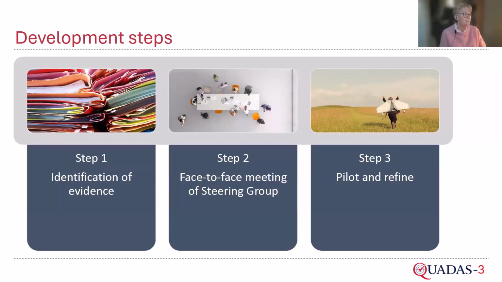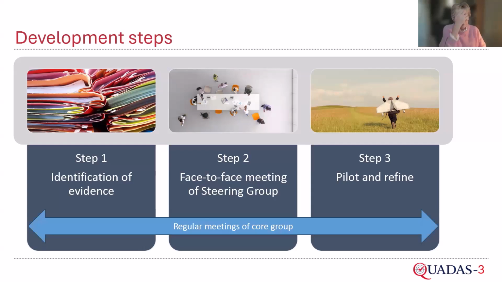So there were 3 main development steps. The first was identification of evidence, and I'll talk a little bit more about what that evidence was and how we used it. We held a face-to-face meeting of the steering group and the advisory group in 2023 at the Cochrane Colloquium. And then we undertook several exercises to pilot and refine the tool. Throughout the period of development, we started in 2019 with a bit of a blip for COVID. There were regular meetings of the core group.